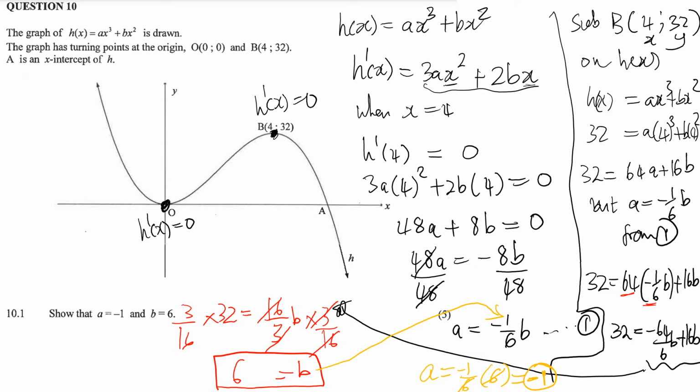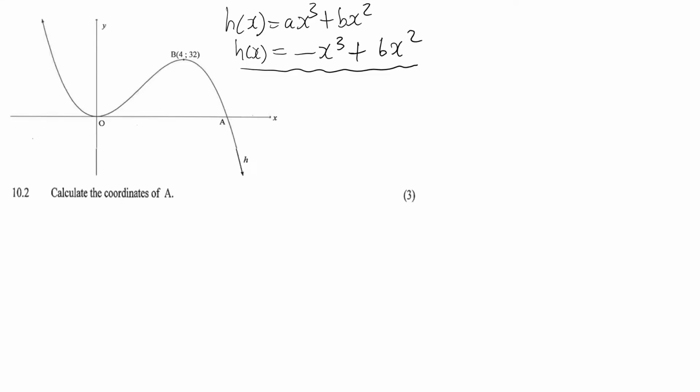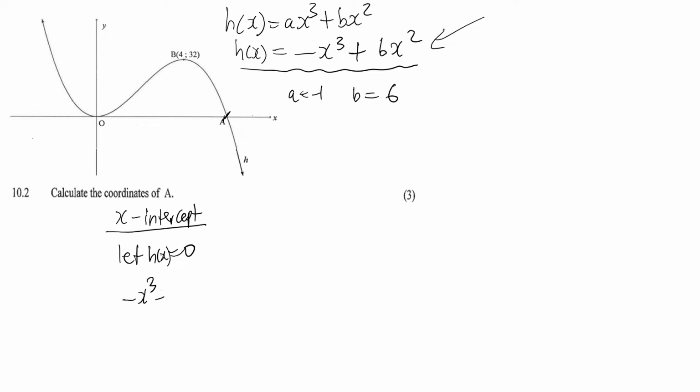Okay, let's go to 10.2. Calculate the coordinate of a, right? Remember they told you that a was the x-intercept of h. So a is our x-intercept. What do you do to get your x-intercept? We let y be 0, meaning that we are letting our h of x be equals to 0. So that is our equation, right? After proving that a equals minus 1 and b is equals to 6, we can substitute and get the equation finally. So we can say minus x cubed plus 6x squared will be equals to 0.